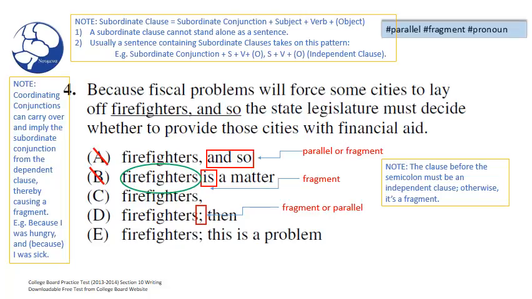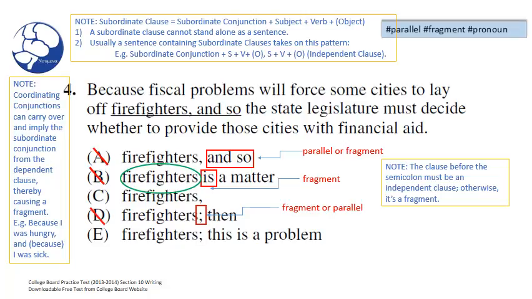But we've also said that we have a parallel error in D. Why is that, Anthony Listening? Well, the semicolon functions as a coordinator, meaning that it's supposed to join two equal components. The first part of the semicolon is the dependent clause, beginning with "because," and then the second part we have an independent clause. Clearly, these two are not equal, so we have a parallel error as well. So we can get rid of D for either the fragment reason or the parallel error.